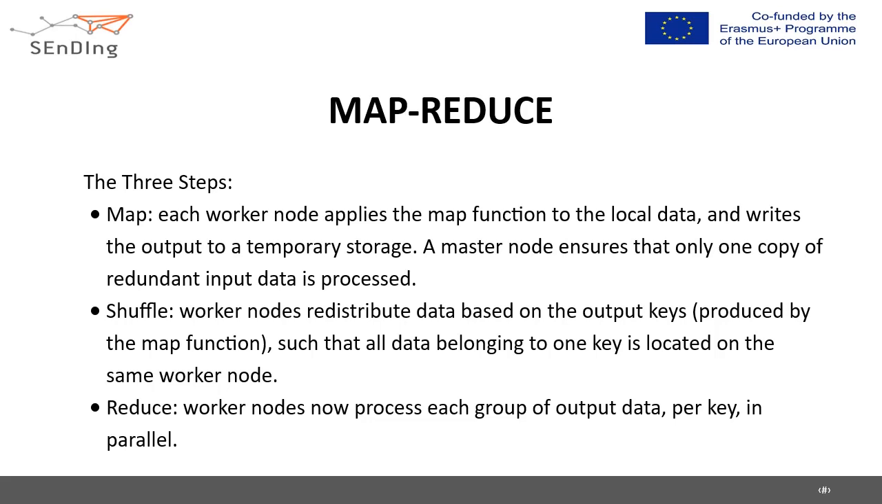Step 2. Shuffle. Worker nodes redistribute data based on the output keys, produced by the map function, such that all data belonging to one key is located on the same worker node. Step 3. Reduce. Worker nodes now process each group of output data, per key, in parallel.